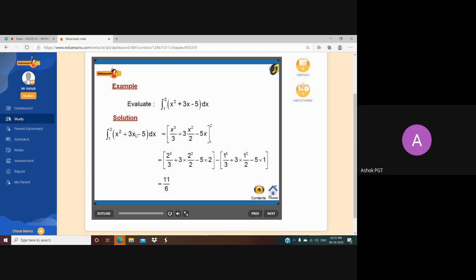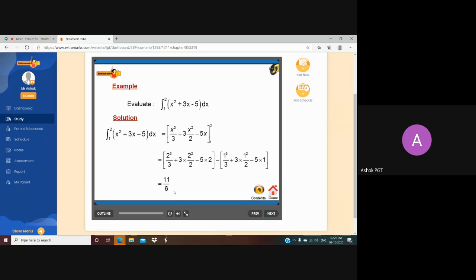Integration of 3x is 3 into x square divided by 2, because x power 1 means x power n plus 1 divided by 1 plus 1. So we got this, minus 5 into integration of dx, which is x. So this is the indefinite integral method. After that, we use the definite integral. The upper limit value is given as an input for this function, minus the lower limit value given as an input for this function. So the upper limit is 2, so 2 cube by 3, 3 into 2 square by 2, minus 5 into 2. When we simplify this, we get this answer.